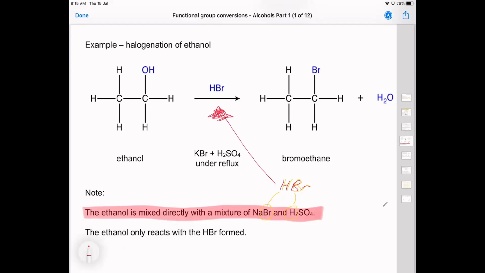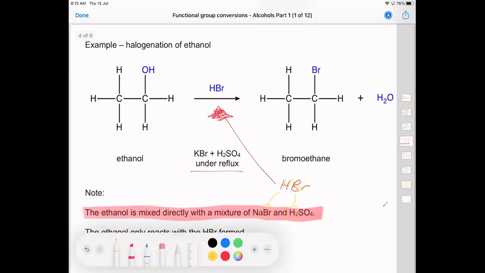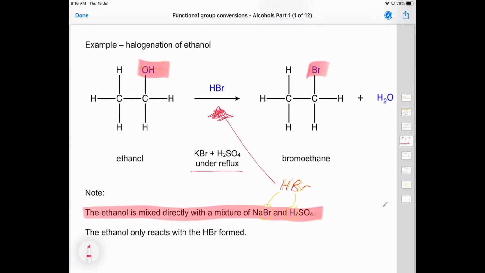Cool. So we don't first make that mixture and then let it sit for a little bit. We literally just lump everything together in the beaker and warm it up together. And then they give this term here, under reflux. So it's intense heat for a long period of time. And all you'll notice here is that the OH group has been replaced by the bromine group. Also, instead of having an alcohol, now we have a halogenoalkane. So ethanol gets converted to bromoethane.